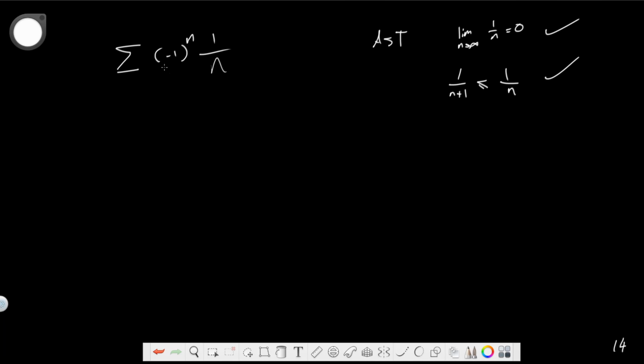Let's say I have the series (-1)^n times 1 over n. This thing is conditionally convergent. Why? Well, real quick, by the AST, this converges because the limit as n goes to infinity of 1 over n is 0, check, and 1 over n plus 1 is in fact less than or equal to 1 over n. So this is a convergent series.